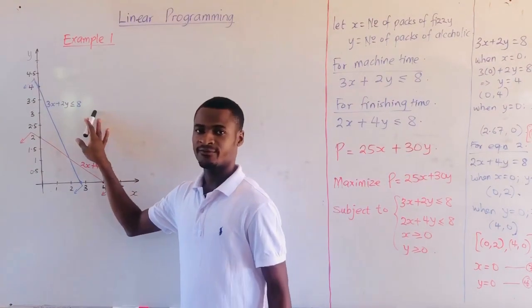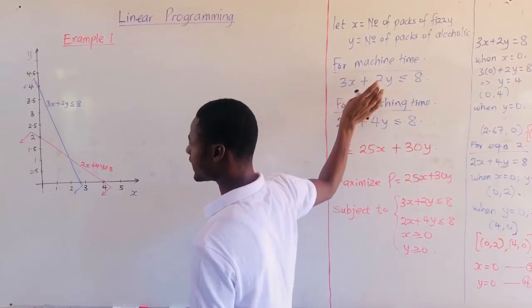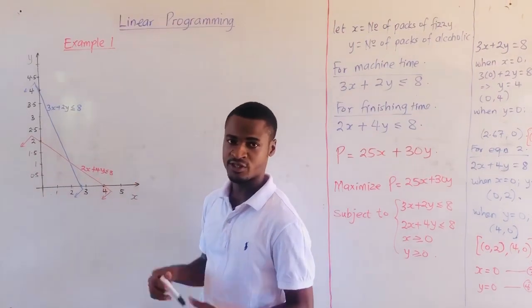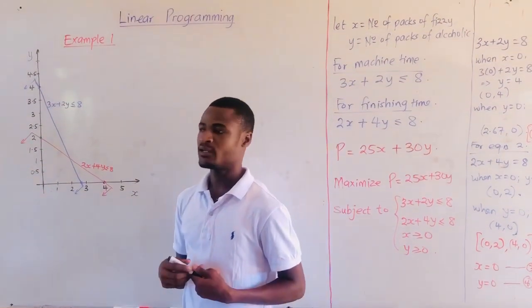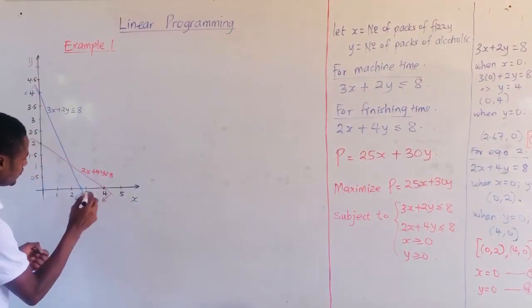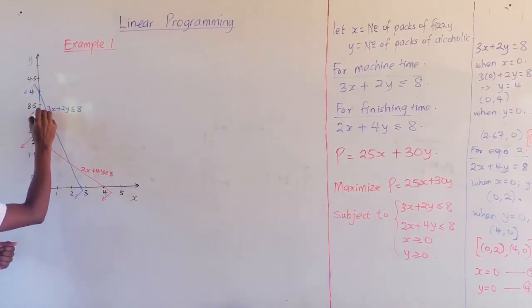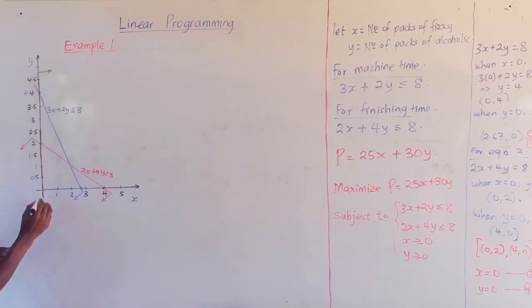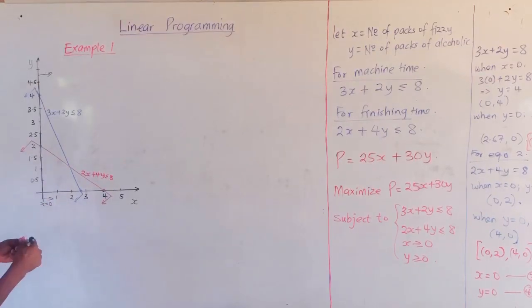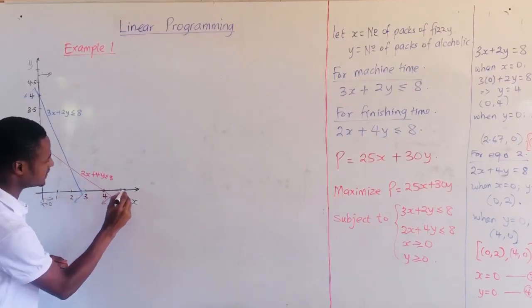On this graph, the blue line is the linear graph for our first equation. And then the red line is the linear graph for our second equation. Now, the non-negative constraint, x is greater than or equal to 0, will be on this vertical line. We have seen that in our previous examples. So this is x equal to 0. And then for y equal to 0, we will have it on this line.